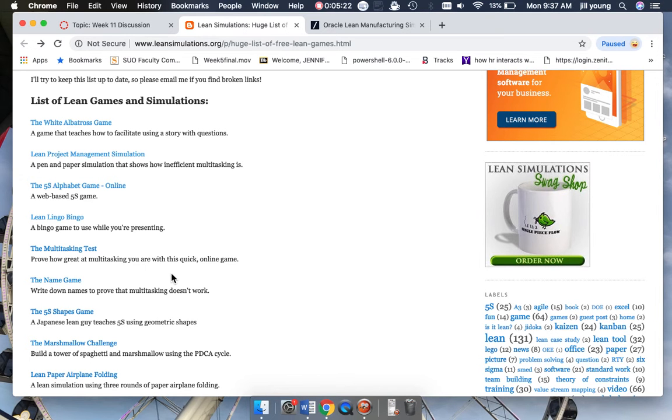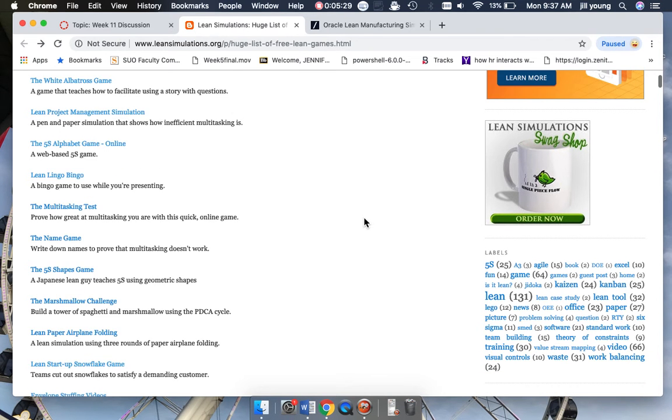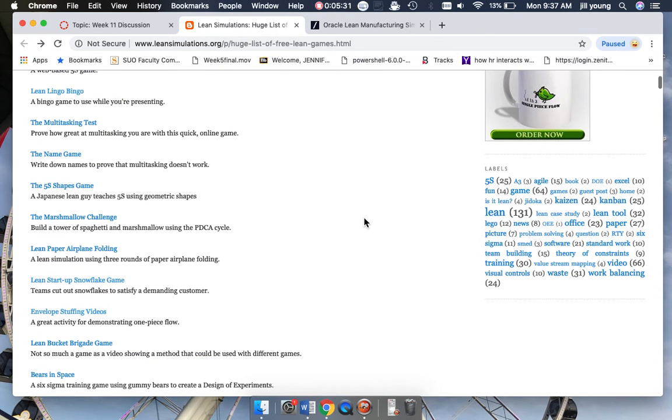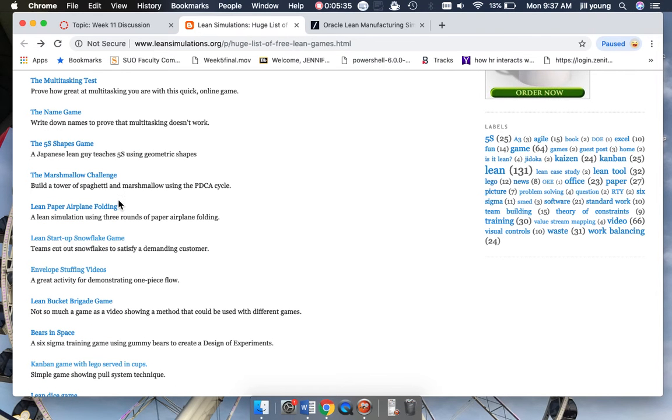Same thing with 5S, which, actually, we had a simulation of. So you can do that, but I prefer that you, if you can, do something else, like build a tower of spaghetti and marshmallow using the PDCA cycle. There's a good one. So anyway, it doesn't matter. I mean, you can use 5S, but I don't want everyone using 5S. So I'm hoping to get a variety on the discussion posts.